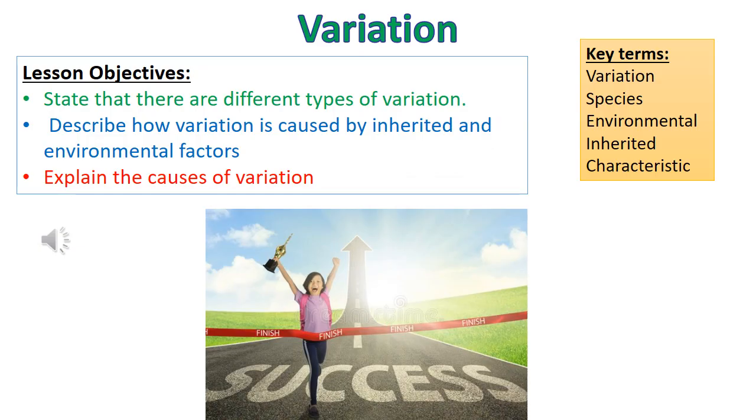Really, really well done. Let's run through the lesson objectives and make sure that we've met all of them. Have we stated that there are different types of variation? As we've seen, in dogs, humans, all other species, yes, there's loads of variation. Everything has different characteristics from everything else. Have we described how variation is caused by inherited and environmental factors? Yes, we have, and we've given some examples, and you should have written down the definition of genetic or inherited variation and environmental.